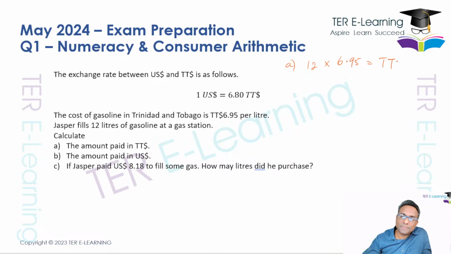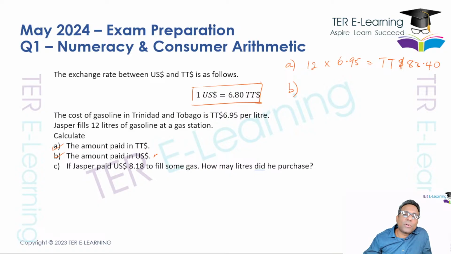So that's TT, and that's going to be 12 multiplied by 6.95, and we're going to get $83.40 TT dollars. So that's part A. Part B now, we want to figure out the amount of money that is paid in US dollars. We know what the conversion is. Now, the key to working out a conversion question is to write your statements properly. So this is 1 US is $6.80.